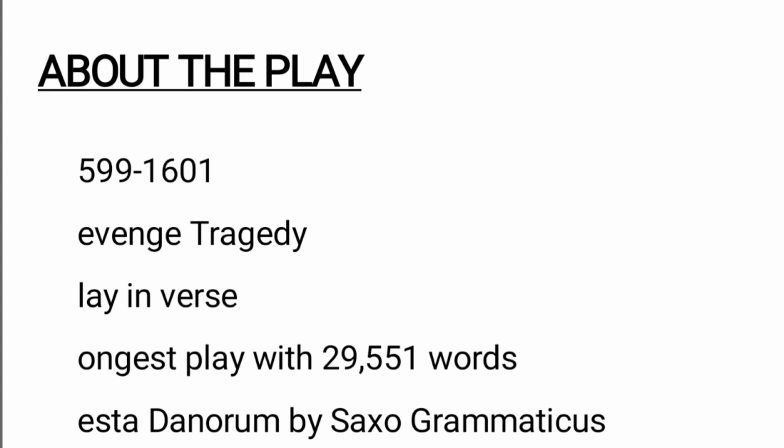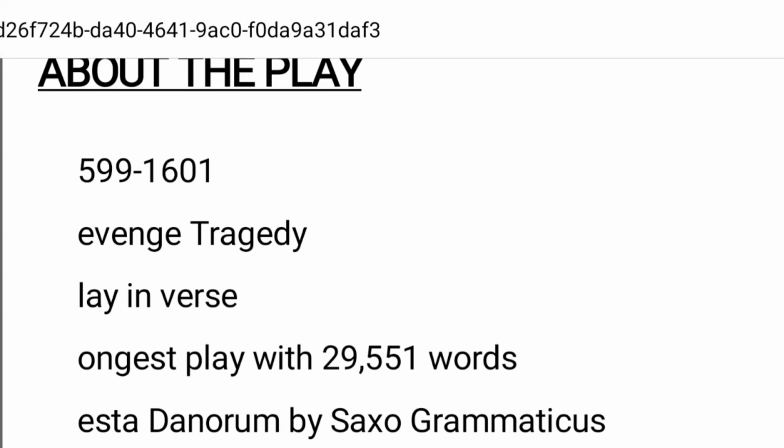It is the longest play, with 29,551 words. It is a play in verse. The language used is early modern English. It ranks in the list of the Royal Shakespeare Company and its predecessors in Stratford-upon-Avon since 1879.